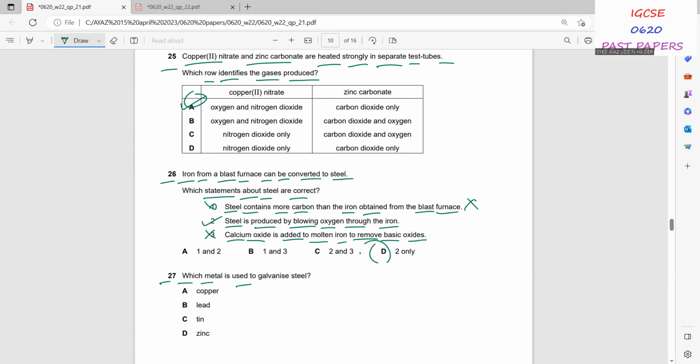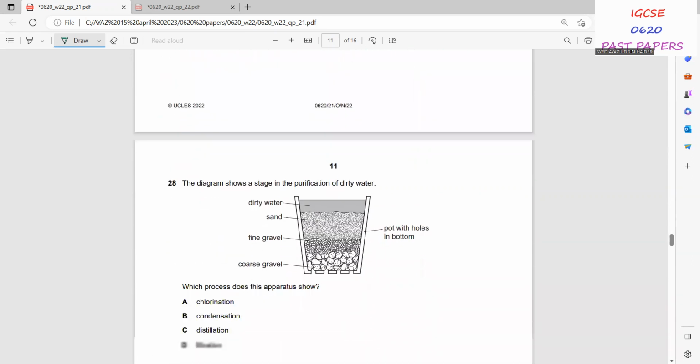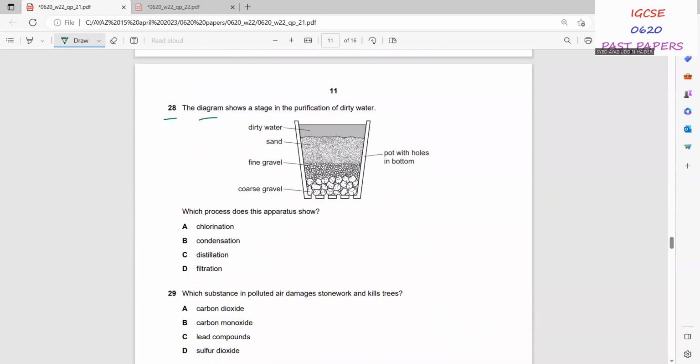27, which metal is used to galvanize steel? It's very easy. Zinc is used to galvanize steel. 28, the diagram shows a stage in the purification of dirty water. We have dirty water, then we have sand, fine gravel, a pot with hole in the bottom, and coarse gravel. Which process does this apparatus show? It definitely shows filtration. D will be the right answer.